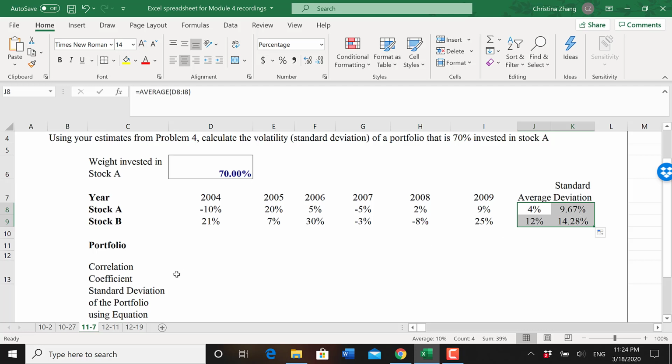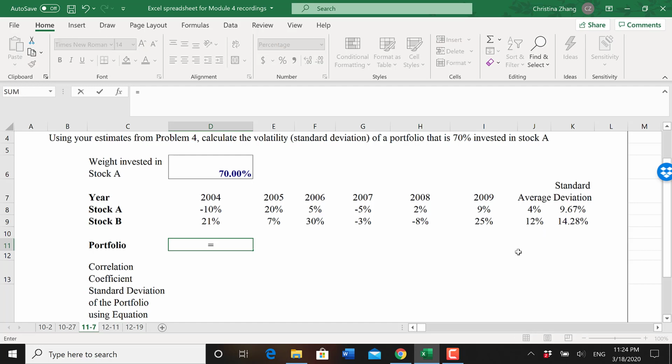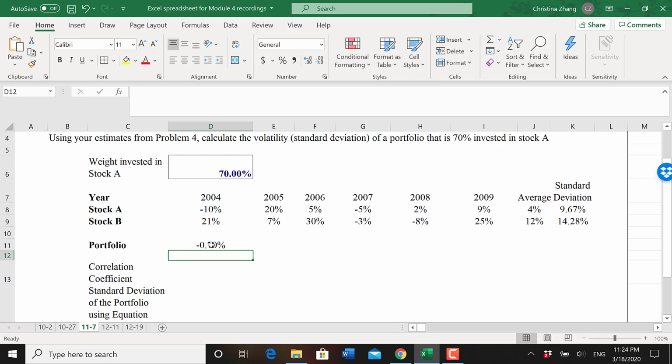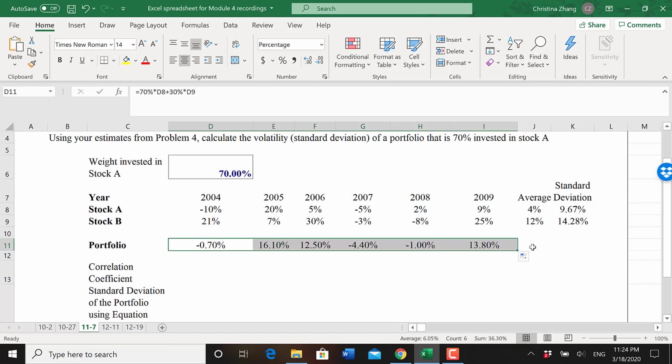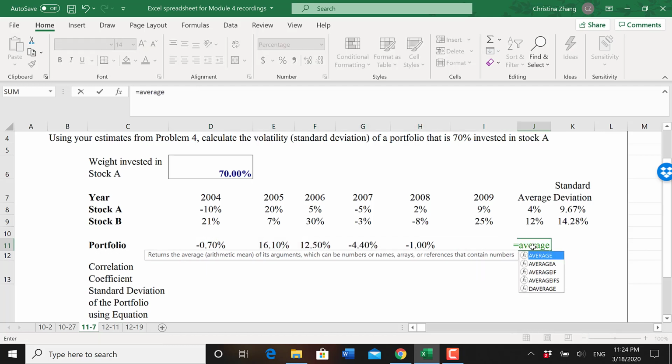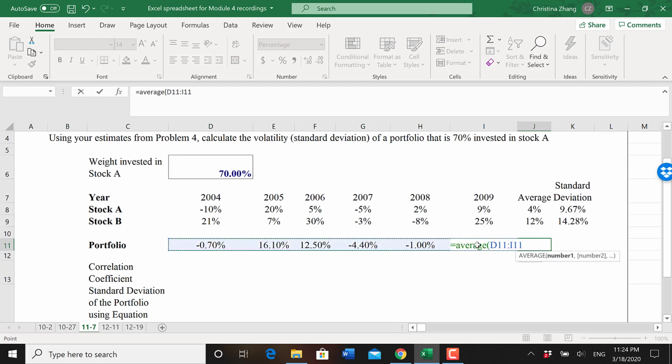So if you wanted to do the portfolio, there are two ways you can do it. You can either try to figure out the portfolio return individually by year and then figure out the expected return at the end. Okay, let's try this. The first step: it's going to be 70% of my A, it's a weighted average, plus 30% of my B. Right, so the expected return of the portfolio is going to be a weighted average of the individual stock returns. And then my expected return for the portfolio is going to be the average of all these numbers.